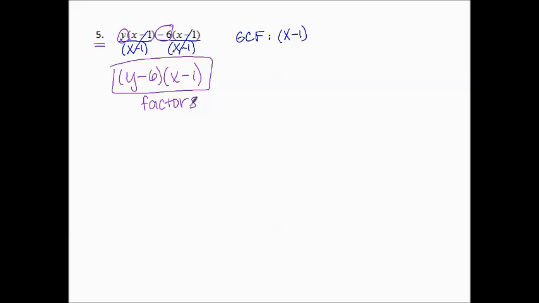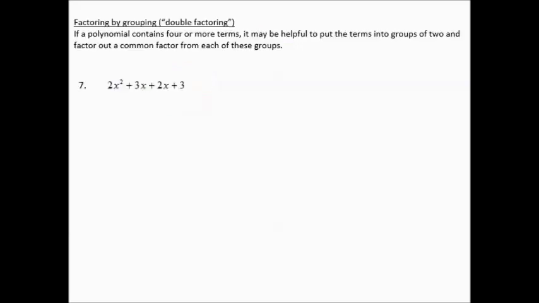Okay. If you go ahead and flip your page over, we're going to look at factoring by grouping, or double factoring. We're going to use the technique that we did in number 5 in this example. If a polynomial contains 4 or more terms, so we're looking for 4 terms, as in example 7, I have 1, 2, 3, 4 terms, it may be helpful to put the terms into groups of 2 and factor out a common factor from each of the groups. So again, we find that GCF. I have 4 terms in example 7, so I'm going to group them into 2, just like that.